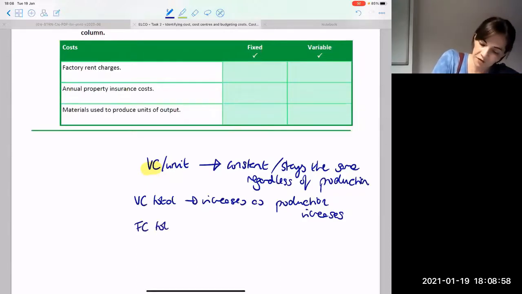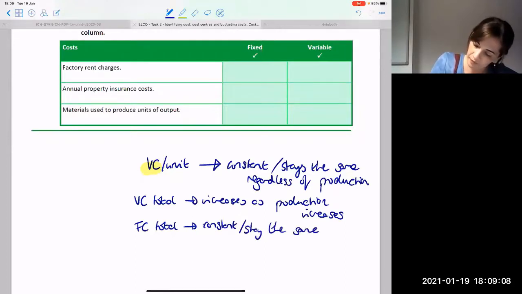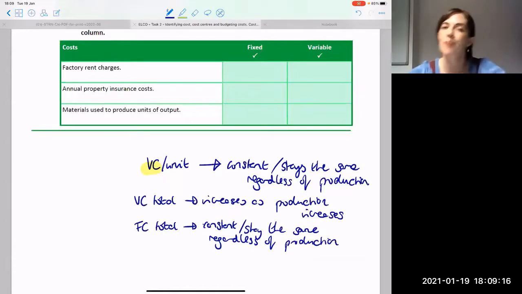As opposed to fixed costs in total, these will be constant. In other words, stay the same regardless of production. So that's the first thing that I would do in these tasks. It depends what information they've given you, but if they have given you information about total costs, then that's the first thing I would check. If total costs are not staying the same, you can rule out fixed costs. It's not going to be a fixed cost.